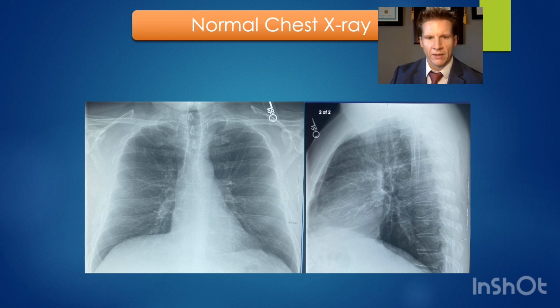Again, we also want to look at the height of the bony structures on the lateral and any rib fractures that you may or may not see, or any compression fractures, as well as any sort of destructive osseous lesion.